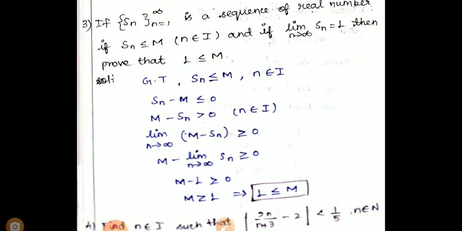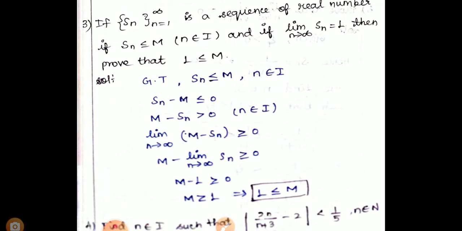Next question: if the sequence Sn is a sequence of real numbers, and if Sn is less than or equal to capital M, n belongs to I, and if limit n tends to infinity Sn equals L, then prove that L is less than or equal to M. So here they have given us a sequence Sn of real numbers, and Sn should be less than or equal to M, and they have given the condition that limit n tends to infinity Sn equals L.